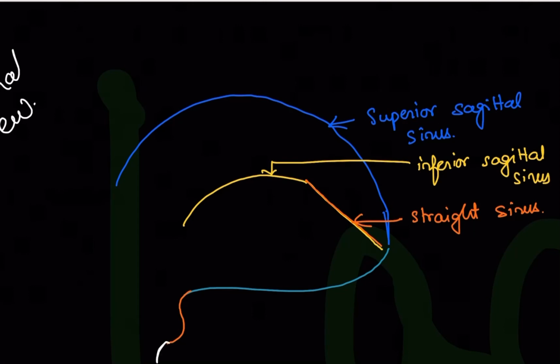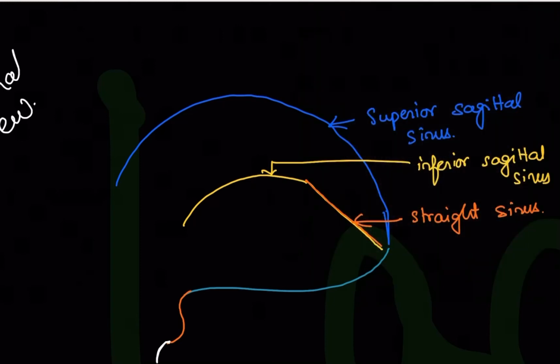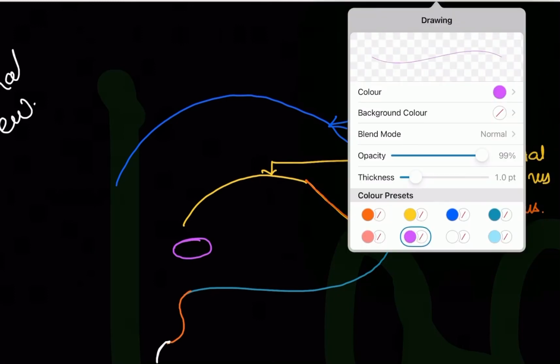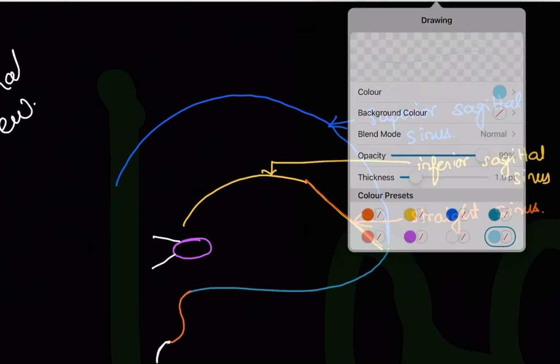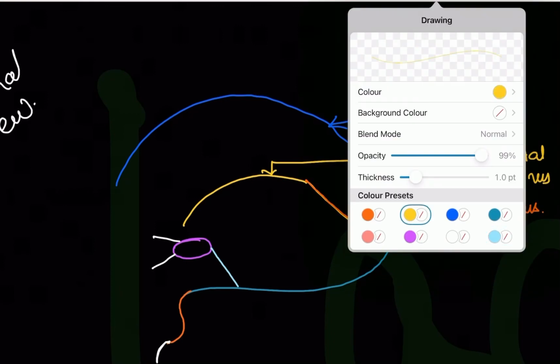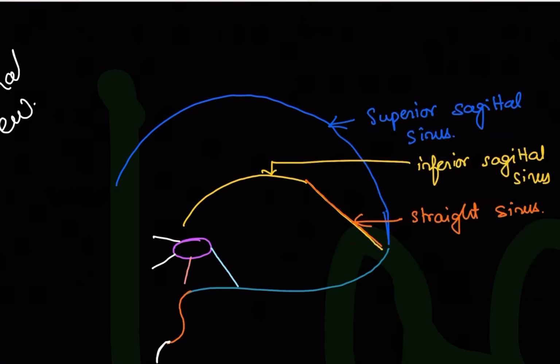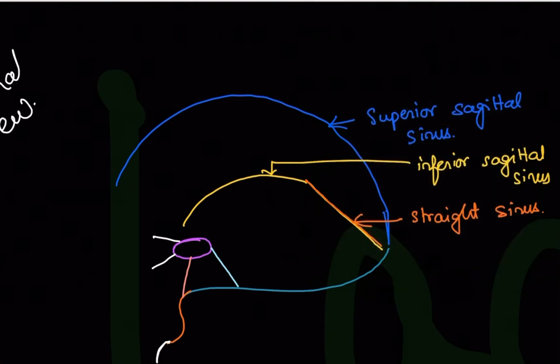Understood? Now there was something very important. What am I forgetting? It is the cavernous sinus. So now I'm drawing the cavernous sinus. This circle part is the cavernous sinus. Something was entering the cavernous sinus, right? It was the sphenoparietal sinus. Now this cavernous sinus was giving two things: one was the superior petrosal sinus and one was the inferior petrosal sinus. The superior petrosal sinus directly drained into the transverse sinus, and the inferior petrosal sinus drained into the sigmoid sinus.